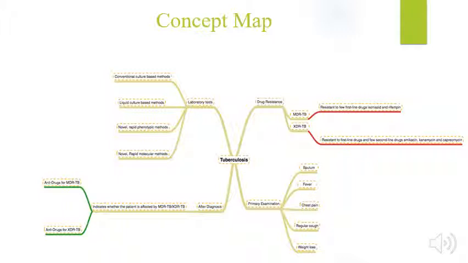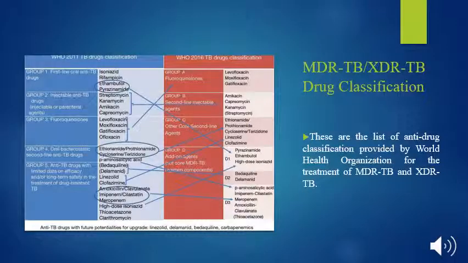The results from the laboratory tests are collected, after which the diagnosis is done by the decision support system. After diagnosis, the decision support system confirms the presence or absence of the disease. If it is present, then it prescribes the appropriate anti-drugs for multi-drug resistant tuberculosis and extensively drug resistant tuberculosis. This is the list of anti-drug classification provided by the World Health Organization for MDR-TB and XDR-TB throughout the years.